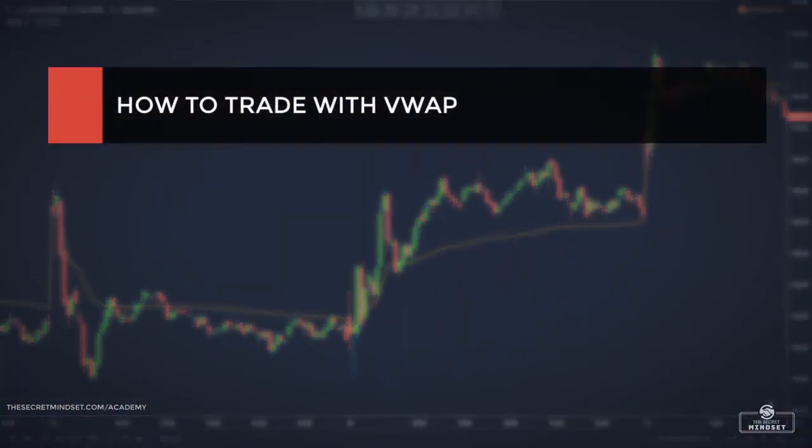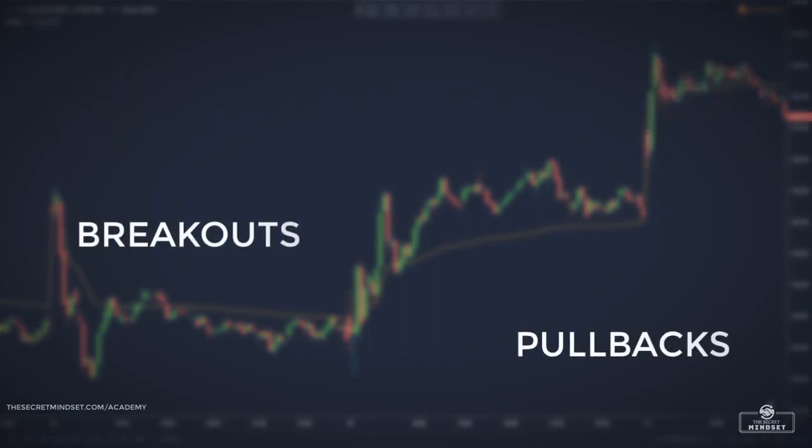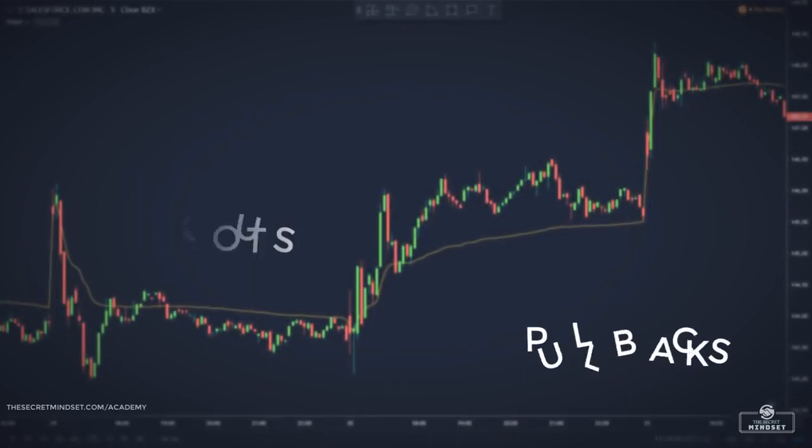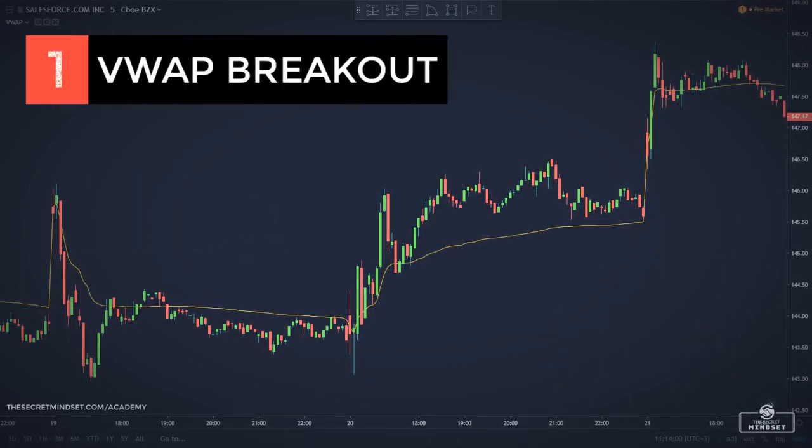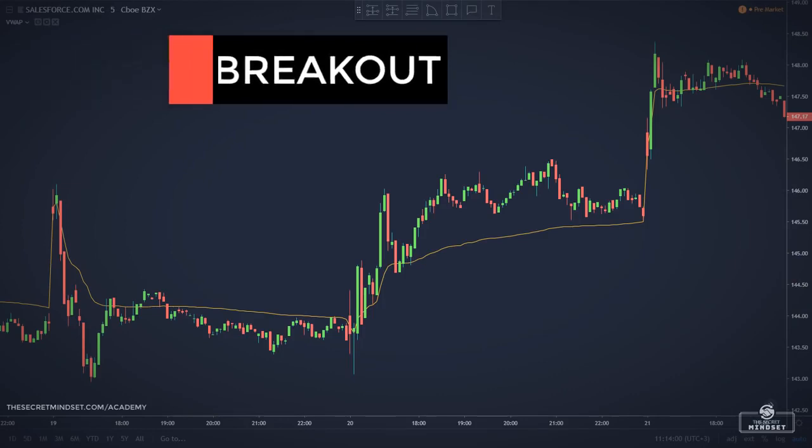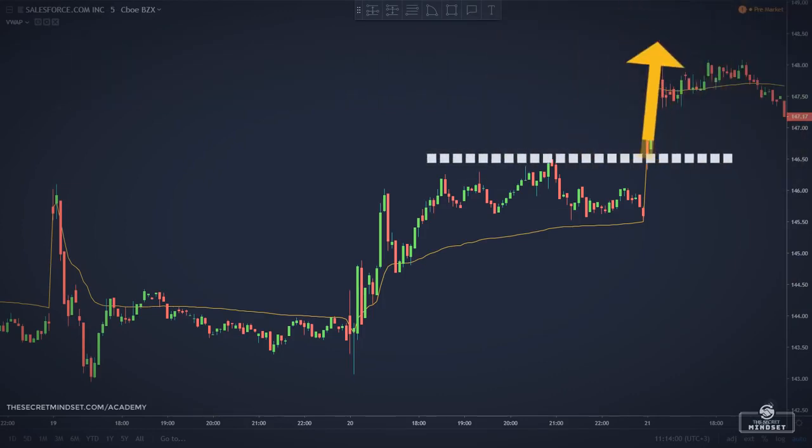Now, how to trade with a VWAP? You can use it for two types of trades, breakouts and pullbacks. The VWAP breakout setup is very simple, but not what you might be thinking. So a bullish breakout is when a stock price moves above a previous resistance level, often with higher trading volume.